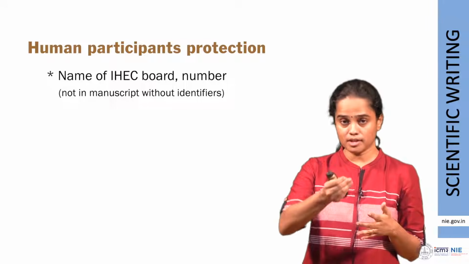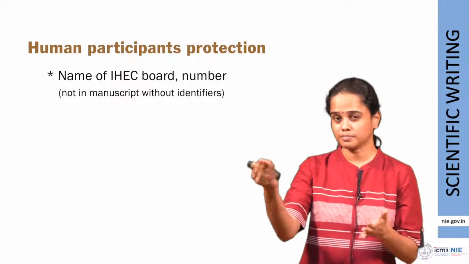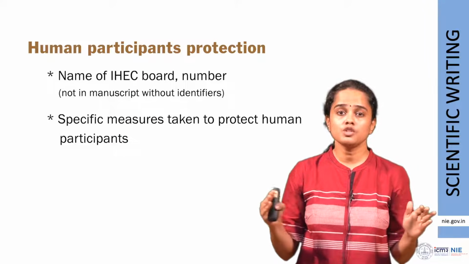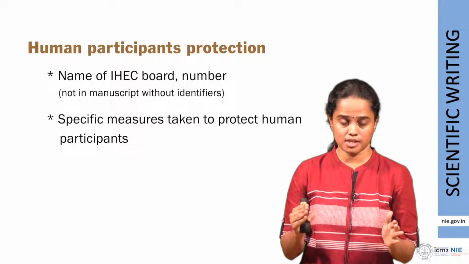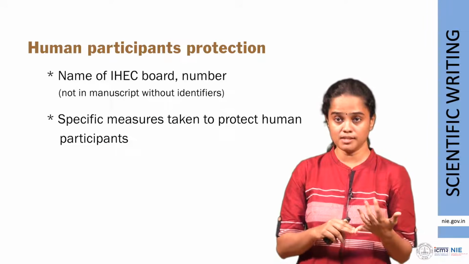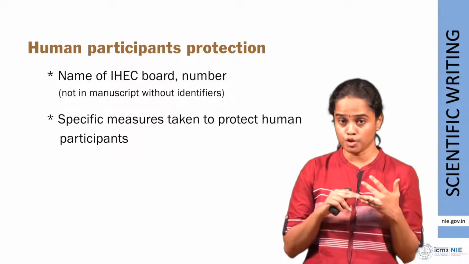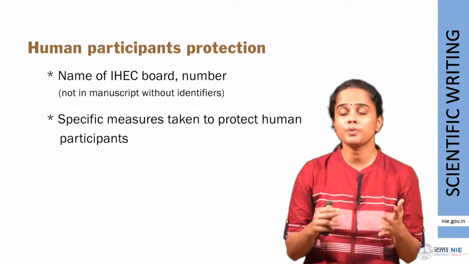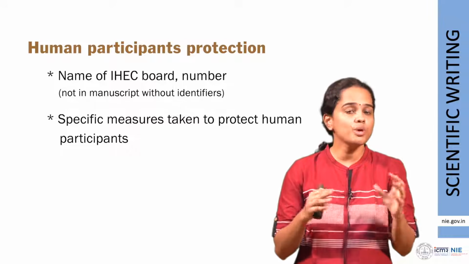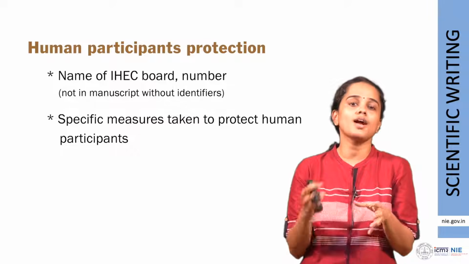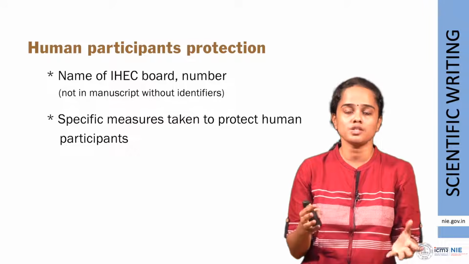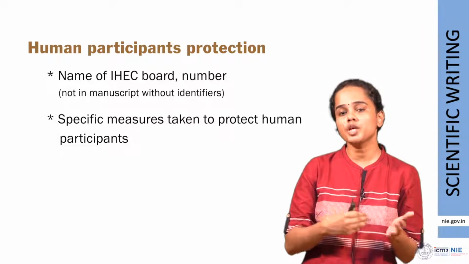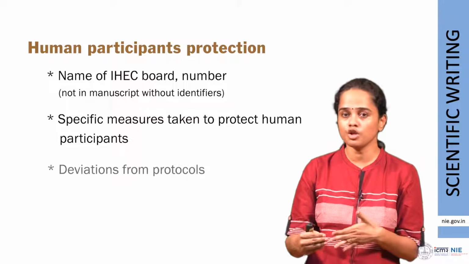Some of them require a reference number of the letter or the clearance letter, and the specific measures that were taken to protect human participants in your study, whether it was informed written consent or how measures were taken to protect confidentiality of the information that is collected, how you ensured privacy of the participants, and how you ensured that no specific danger or additional danger was posed by your study to the participant. It is also here that you mention if there were any deviations from protocol of your study.